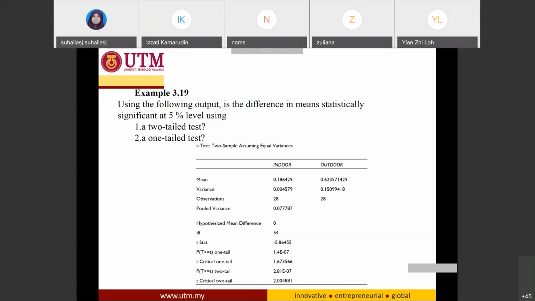So now we already have the output. How do you interpret the output? Okay. So using the following output, is the difference in mean statistically significant at the 5% level using either a two-tail or one-tail test? If it is a two-tail test, that means you have two-sided. So let's write down our H naught first: mu1 equals mu2. The alternative is mu1 unequals mu2.